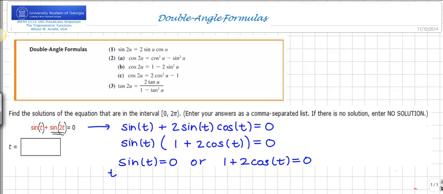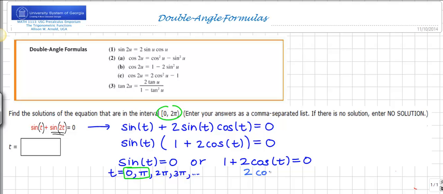And sine of t is 0 at places like 0, pi, 2 pi, 3 pi, and the negative ones and so forth. We are only told to include ones up to but not including 2 pi. Okay, so we're done with this part of the equation.